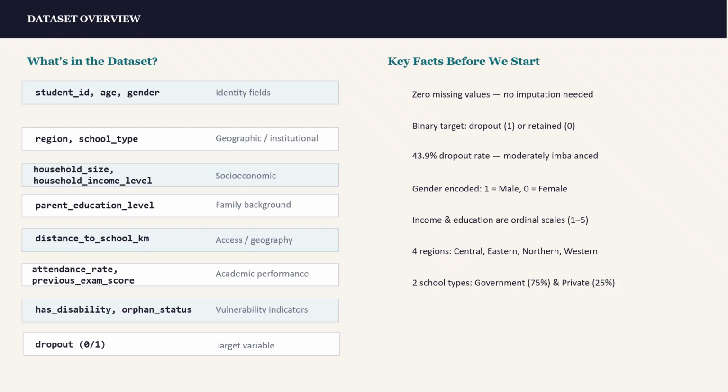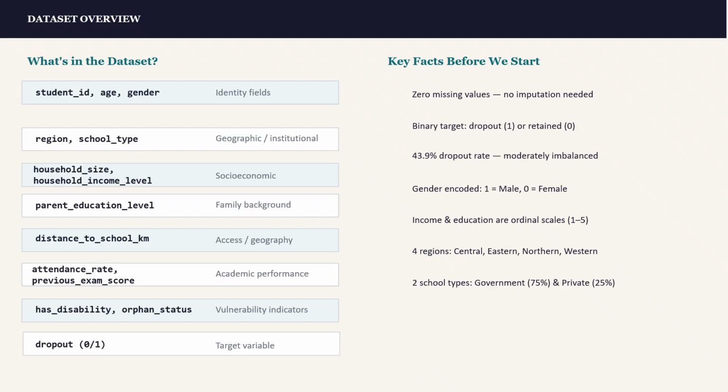So what's in the dataset for starters? We have student ID, age, and gender, and these are identity fields. Then we have region and school type, which are geographic and maybe institutional factors. Then we have household size and household income level, which are socioeconomic factors. Then we have parental education level, which is the family background the students may come from.